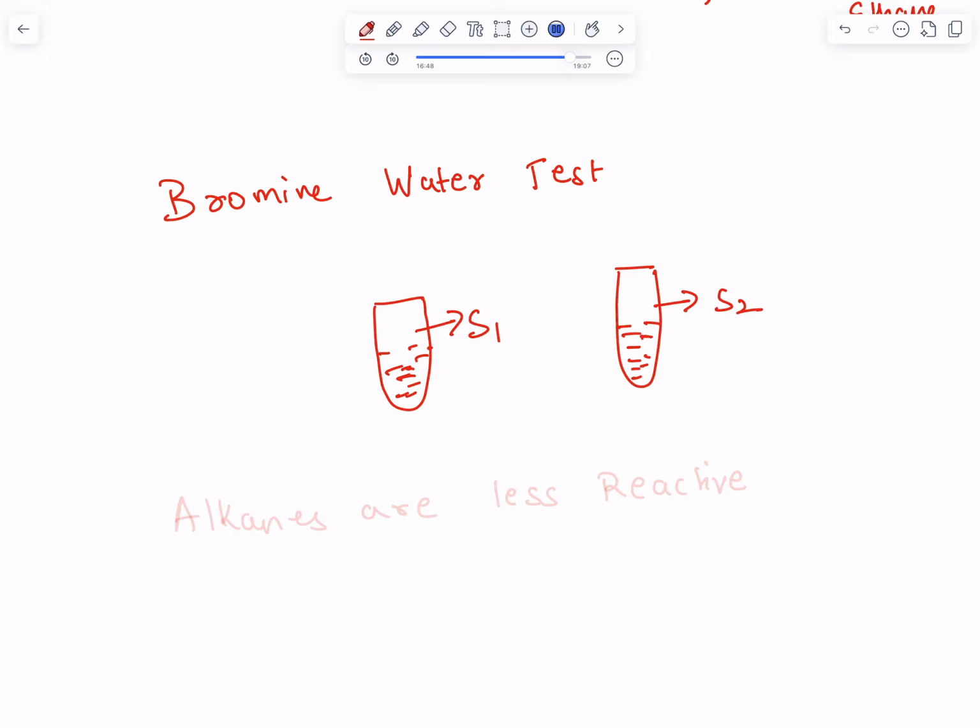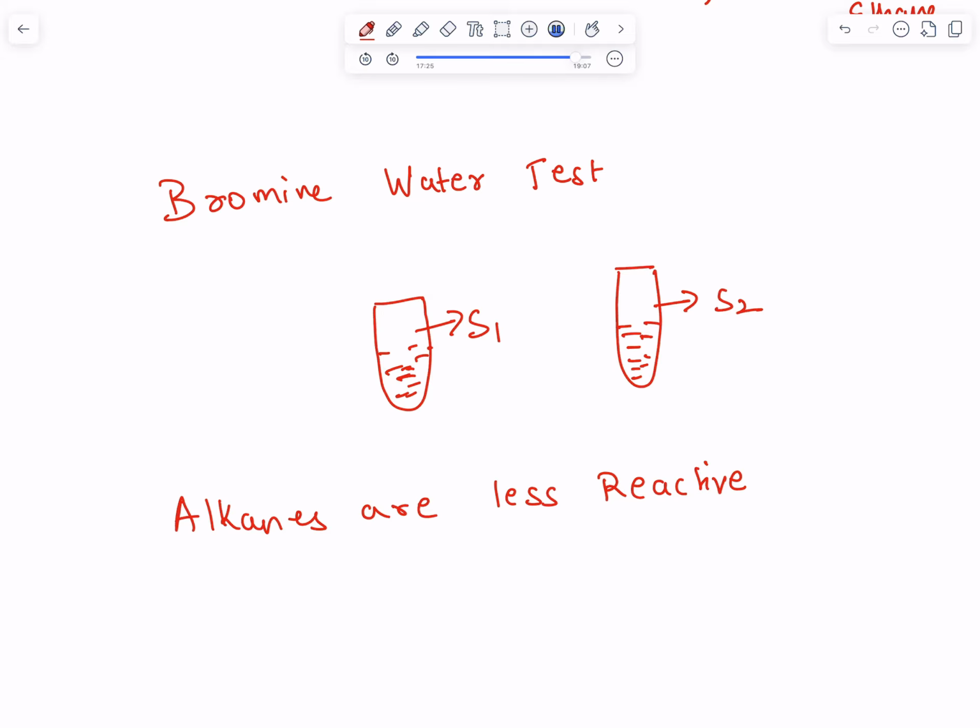Now, one last important GCSE concept: alkanes are less reactive. And why? Often asked in GCSE exams. Alkanes are saturated hydrocarbons. They contain only single bonds. Single bonds are strong and stable. Therefore, they are not highly reactive, and it takes a lot of energy for alkanes to participate in chemical reactions. Therefore, they do not undergo addition reactions.